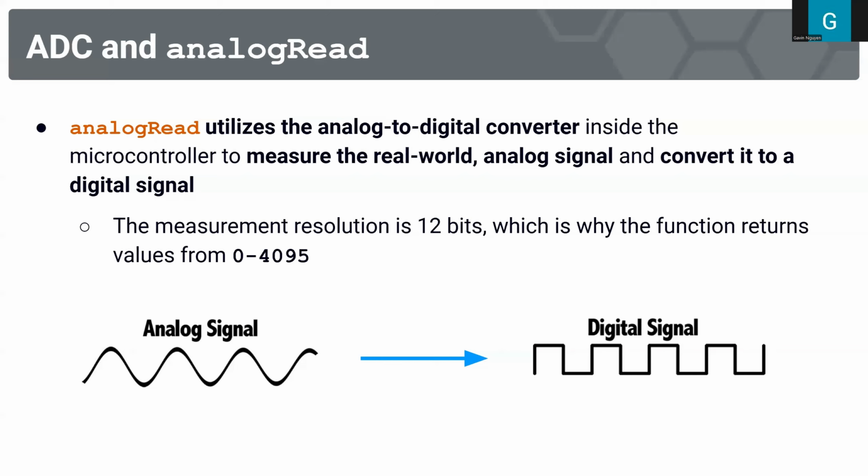And how do we convert this to digital? We use an analog to digital converter. So the measurement resolution of the ESP32 is going to be 12 bits. And that's how we get the function to return values from 0 to 4095. Essentially, what that means is 2 to the power of 12 is 4096. So that's why we have the range between 0 and 4095.